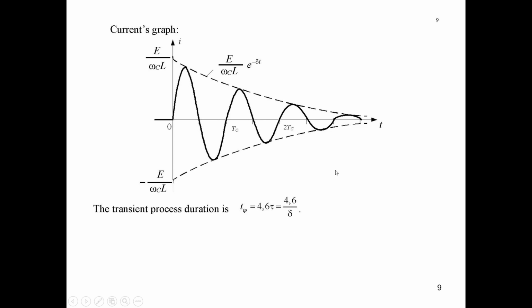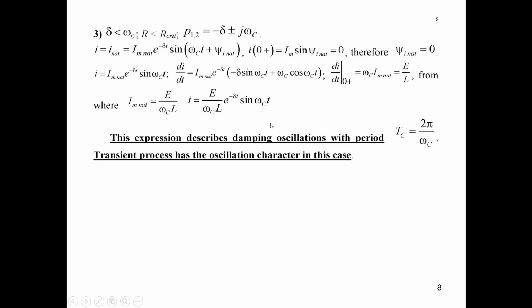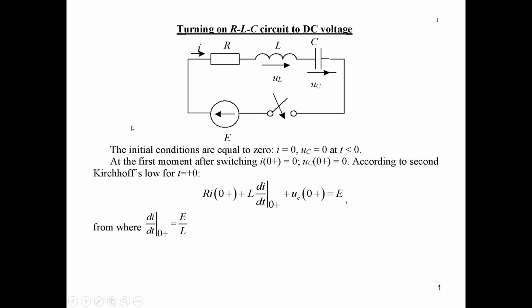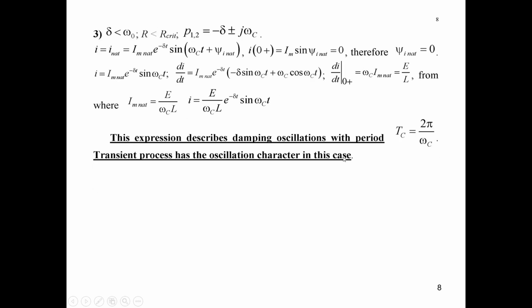which is equal to the square root of omega 0 squared minus delta squared, where omega 0 equals 1 over the square root of LC. It depends only on the parameters of this RLC circuit.